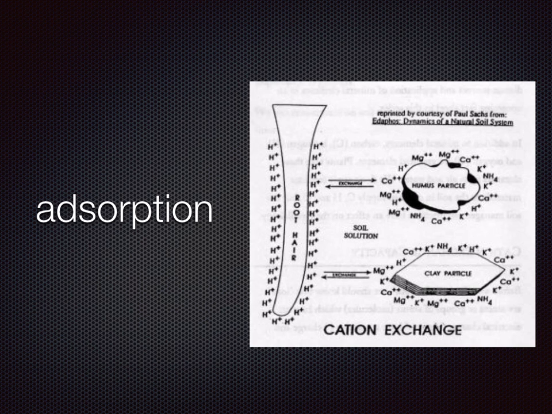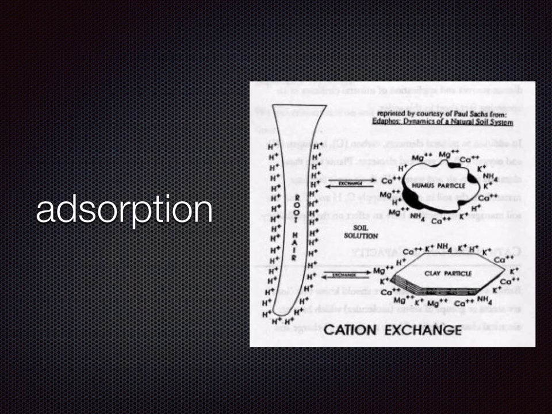In this figure, you can see two types of soil particles. One is a humus particle, which is organic matter, decomposed organic matter, that has a slightly negative charge. And then we have a clay particle, so this is a mineral particle that also has a slightly negative charge, and it's surrounded by some soil solution.